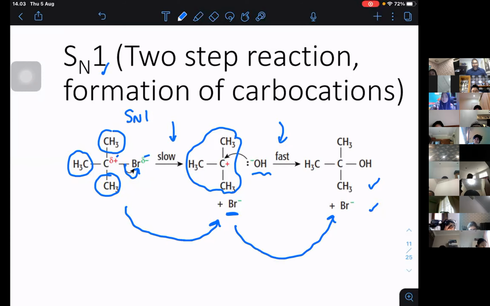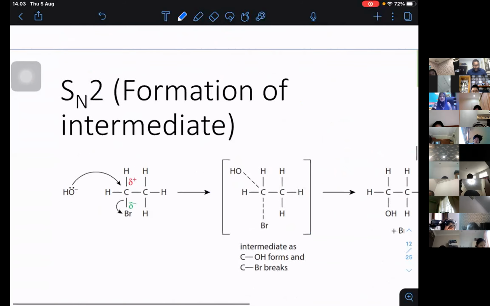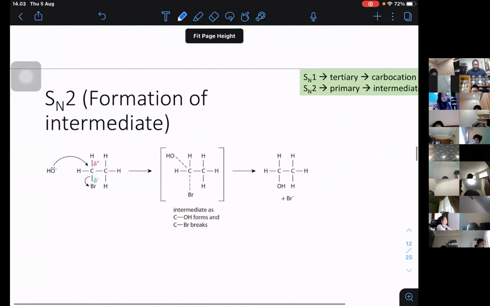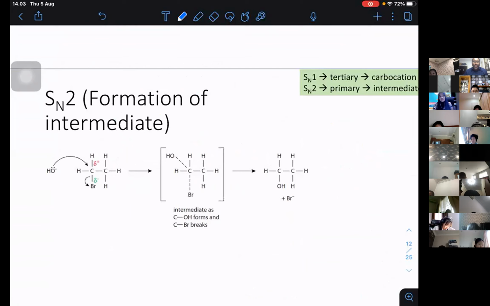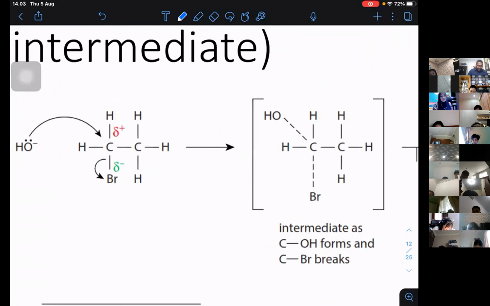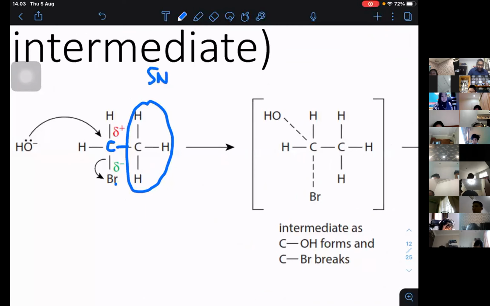But if I have Sn2, what will happen? This is going to be very interesting also. With Sn2, you are going to have formation of an intermediate. What will happen? You can see here, this is the Br and C, so this is going to be primary. The carbon is attached to one R group, so it's a primary halogenoalkane. So you are going to follow the Sn2 mechanism. Sn2 mechanism is formation of an intermediate.